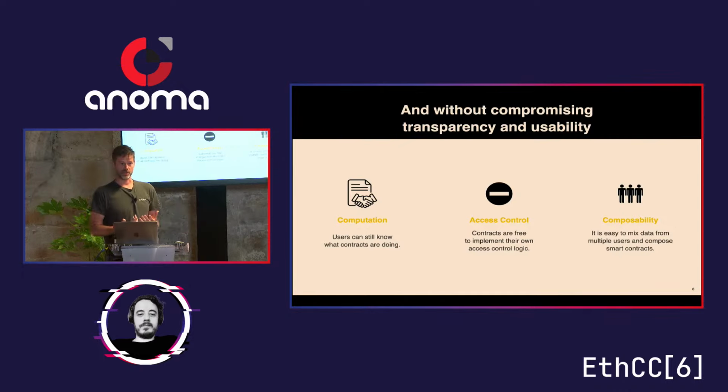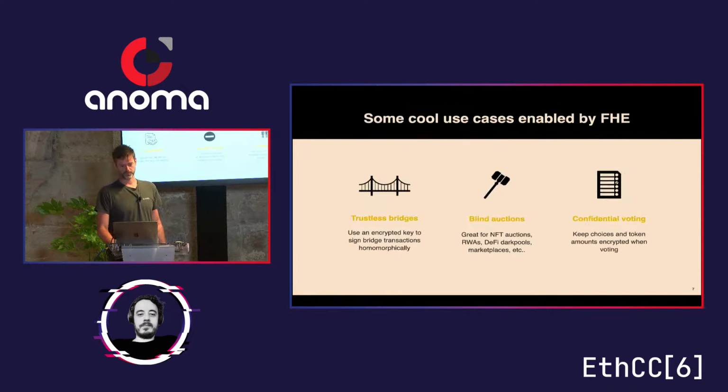We can also allow smart contracts to have their own access control logic, as we'll see in a bit, where if they want to implement some fancy way to satisfy the needs of the application, they can still do that. We also get composability in the sense that you can mix smart contracts and have them share data like you typically do without encryption, but you can also easily mix data coming from different users. So if you want to build a blind auction where you take data from multiple users, this is also not a problem with fully homomorphic encryption.